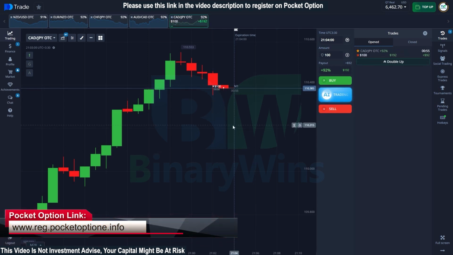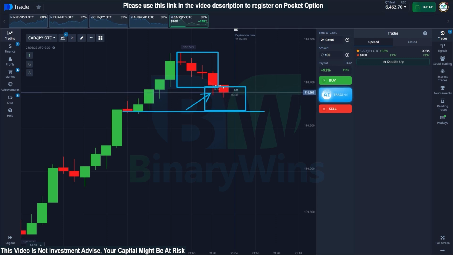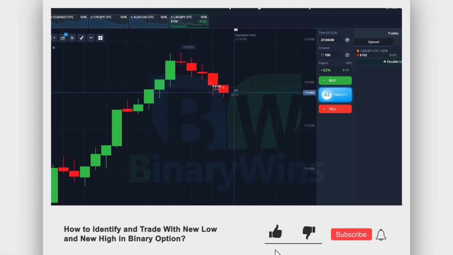I entered a lower trade. We have a bullish momentum trend, a new low, and a gap to the next level. That's why I entered a lower trade.